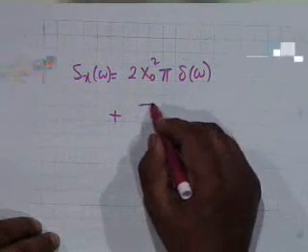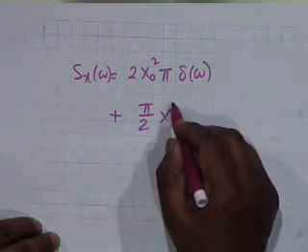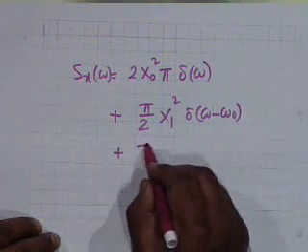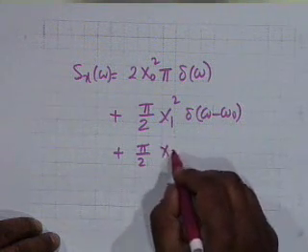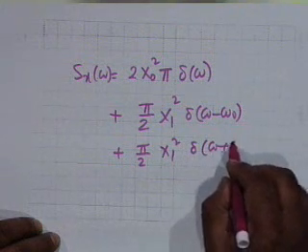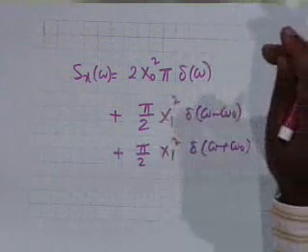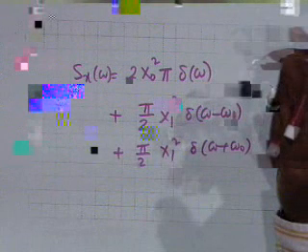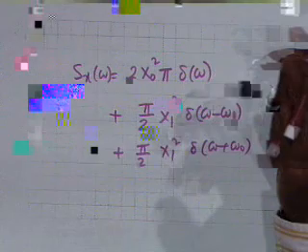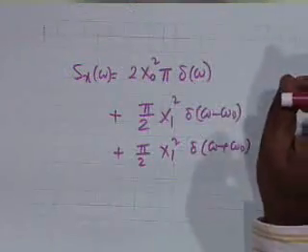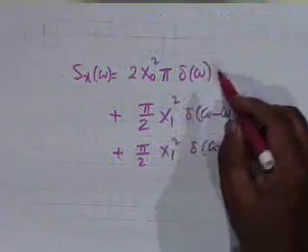What is the purpose of this equation? If there is a DC component or a periodic component, then the spectral density cannot be a continuous function. It shall contain impulse functions, delta functions. Corresponding to DC, there is a delta function at omega equal to 0. Corresponding to the periodic component at frequency omega 0, there are two components in the spectral density. One is at omega minus omega 0, the other is at omega plus omega 0.